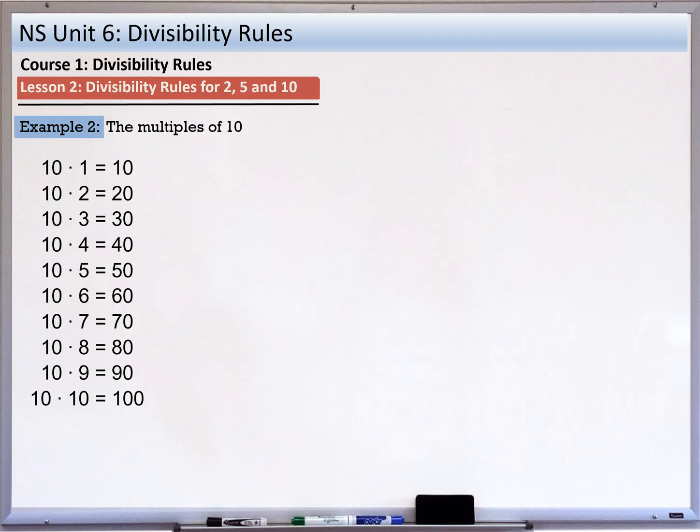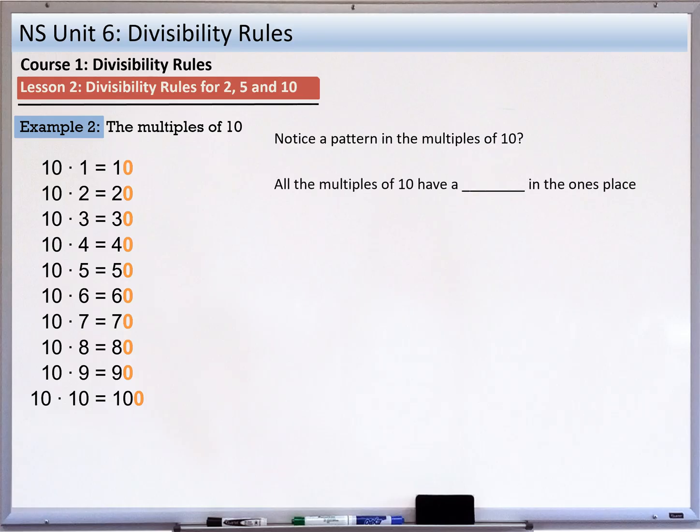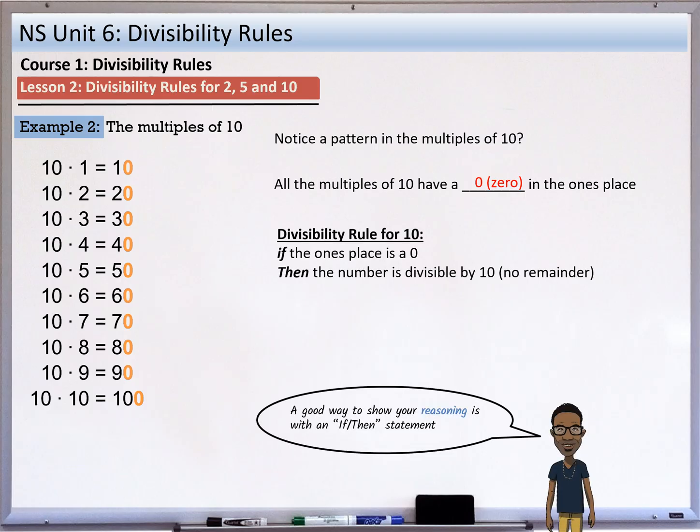Now that we've done 2, let's look at 10. Here are the multiples of 10. Do you notice a pattern in the multiples of 10? Let's look a little closer. All the multiples of 10 have a what in the ones place? They have a 0. So our divisibility rule for 10 is, if the ones place is a 0, then the number is divisible by 10. I mean, I can divide that number by 10 and I will have no remainder. In other words, 10 is a factor of any number that has a 0 in the ones place.